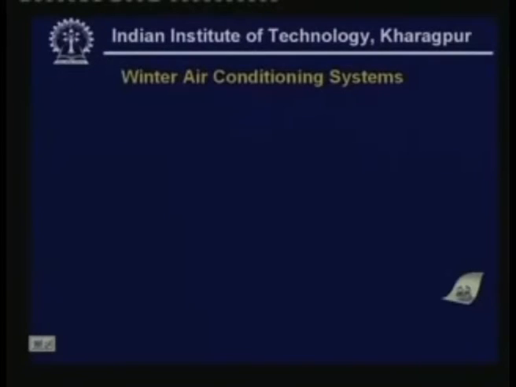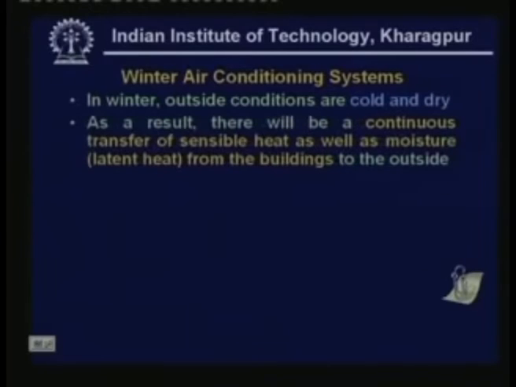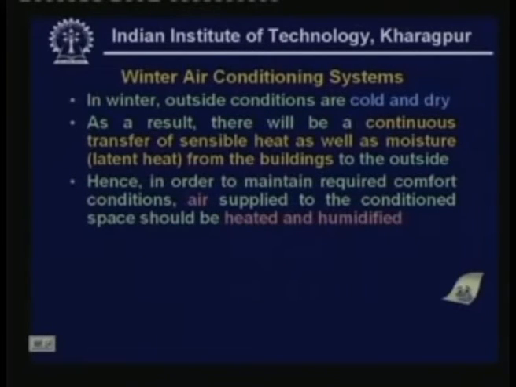Now, let us look at winter air conditioning systems. In winter, outside conditions are cold and dry. So, that means outside temperature will be very low and outside humidity will be very low. That means outside moisture content will be low. As a result, there will be continuous transfer of sensible heat as well as moisture from the buildings to the outside. That means the buildings continuously lose sensible and latent heat to the outside environment. So, in order to maintain required comfort conditions, air supplied to the conditioned space should be heated and humidified.